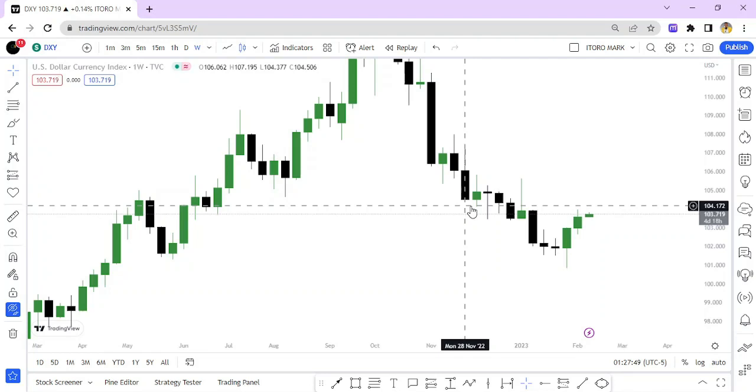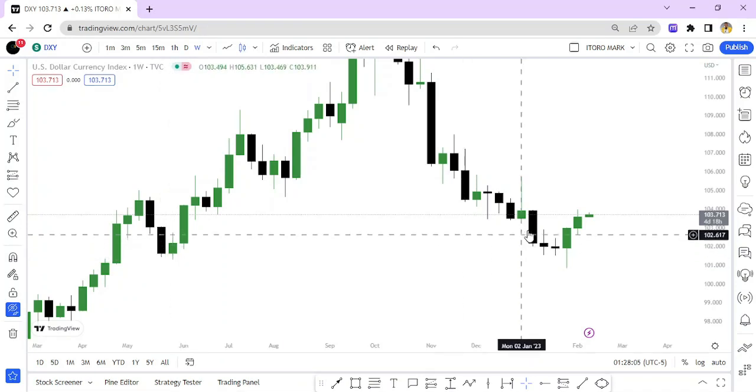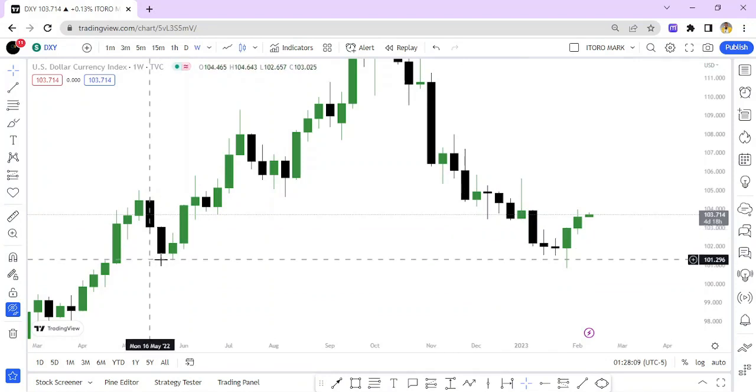Now, this is the weekly chart on DXY, and in here we're expecting these lows to be run on DXY. This is the weekly time frame. So we were expecting these lows to be run during this bearish week. We're expecting these lows to get violated.